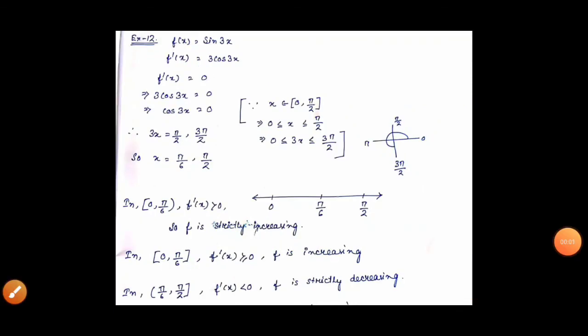So to find whether a function is increasing, strictly increasing, decreasing or strictly decreasing, first of all we have to find the derivative of that function with respect to x. Then we have to write f dash x is equal to 0. Then we have to find the value of x from there. After that we have to put the value of x in the interval so that the interval is divided into some intervals. Then we have to check in the different intervals whether f dash x is greater than 0 or less than 0. So accordingly it is increasing or decreasing.